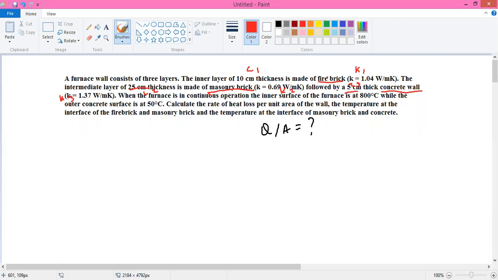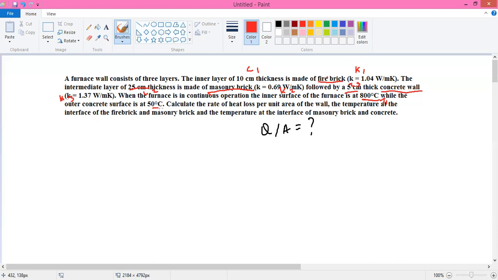When the furnace is in continuous operation, the temperature of the inner surface of the furnace is 800 degrees Celsius. So that means temperature T1 is 800. The inner surface is the initial temperature, 800 degrees Celsius. The outer concrete surface is 50 degrees Celsius.